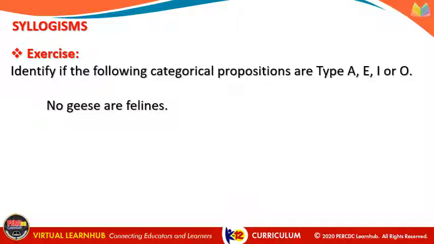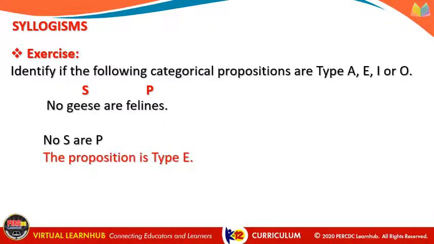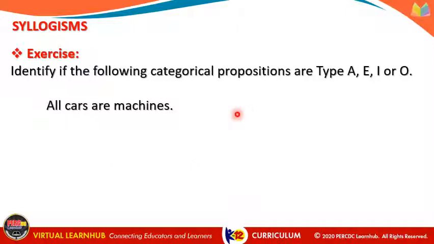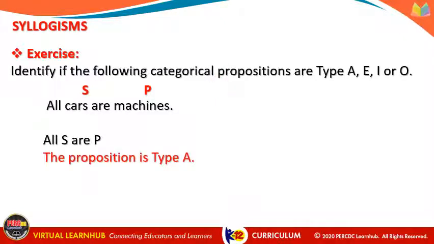Another one, no geese are felines. The subject is geese. The predicate is felines. This follows the no S are P format. This is type E. Next, all cars are machines. The subject is cars. The predicate is machines. As we can see here, this follows the all S are P format. Therefore, what we have is a type A proposition.